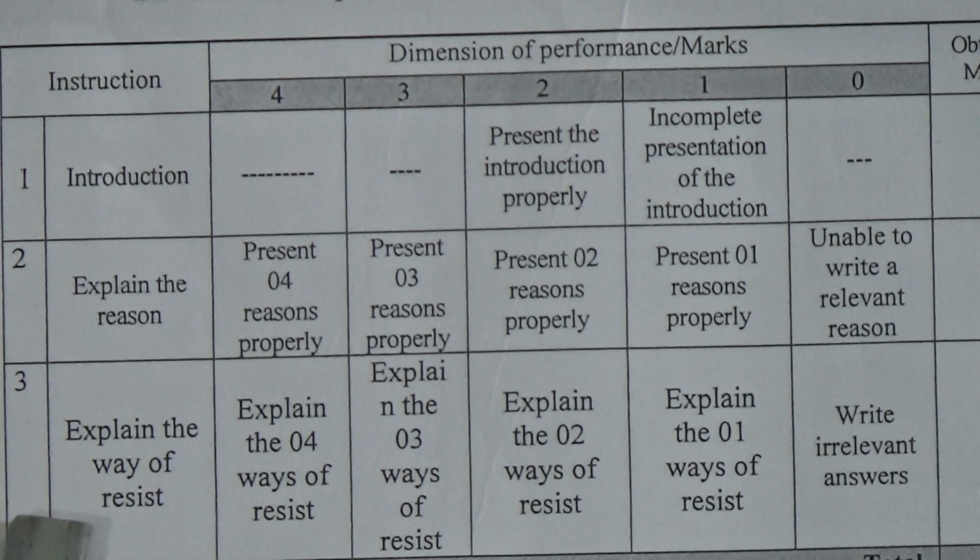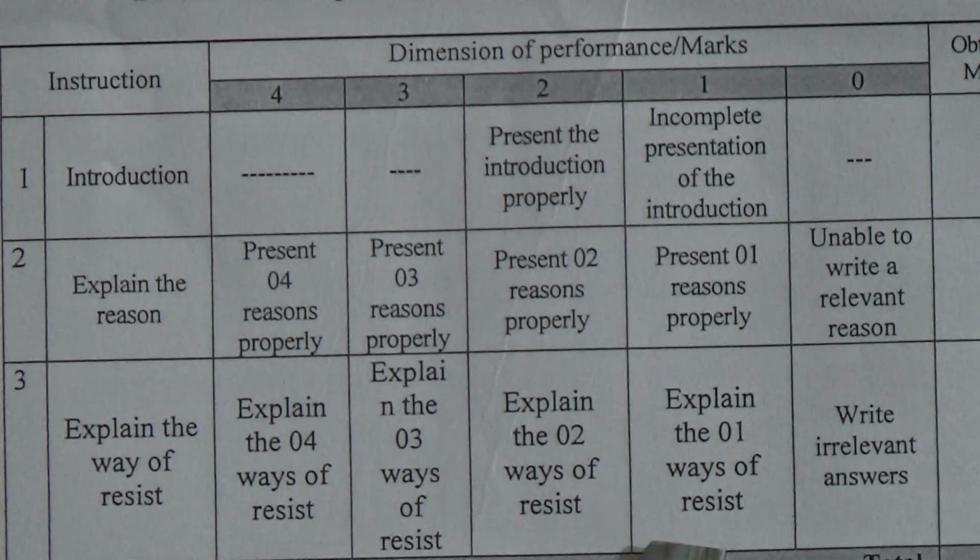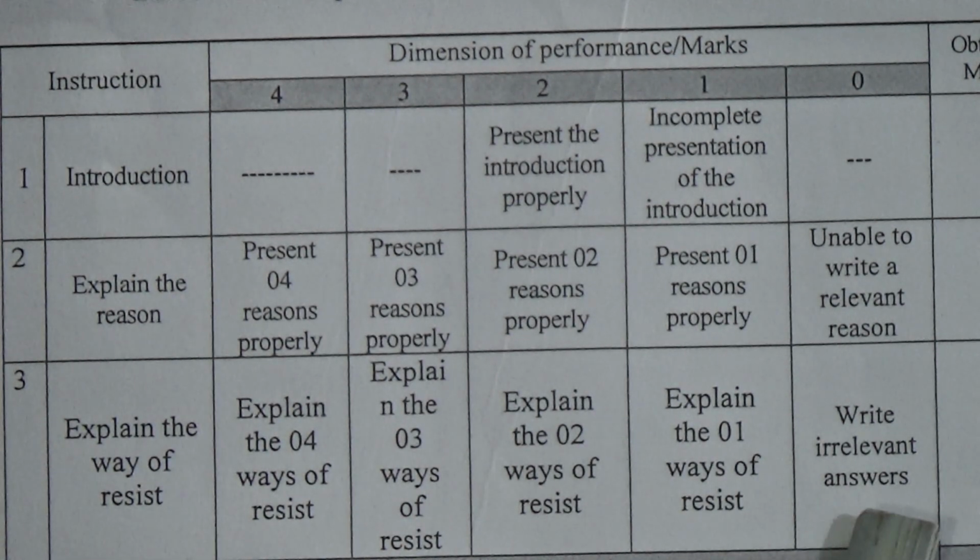Number 3, explain the ways of resist. So you will get 4 if you explain the 4 ways of resist. You will get 3 if you explain 3 ways of resist. You will get 2 if you explain 2 ways of resist. You will get 1 if you explain 1 way of resist. And if you write irrelevant answers, you will get 0.